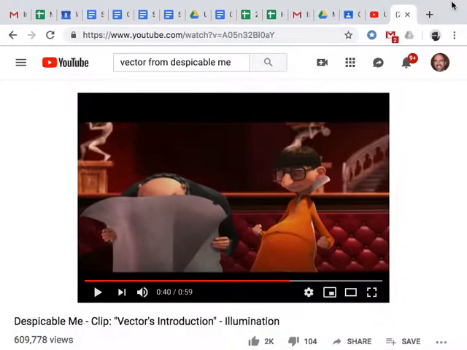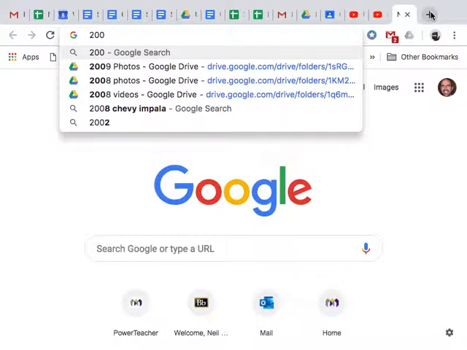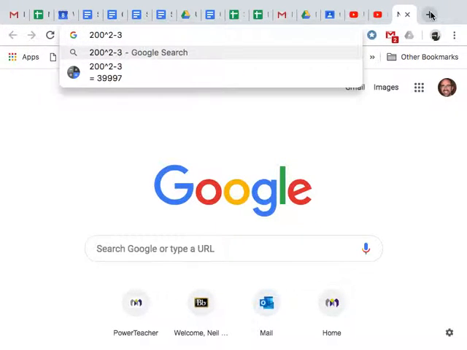Going to beat me to it. Hurry, go for it. 200 squared minus 3 squared. I'll try and keep up with you. Google's going to help me. Okay, I'll get that one.